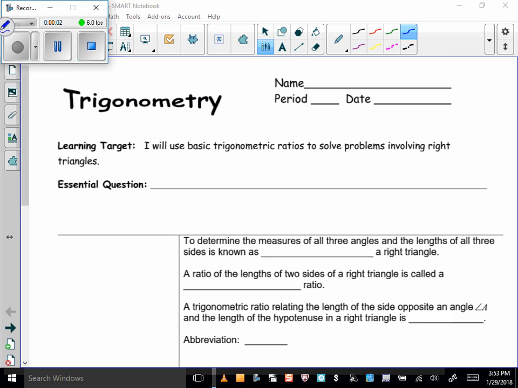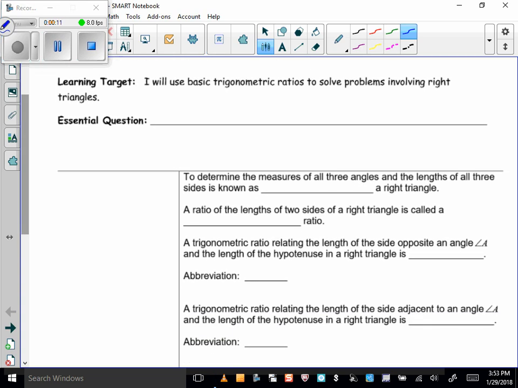Today's lesson is on trigonometry, which I will always refer to in short as trig. It's very fun when you learn how to do trig, so let's just get started.